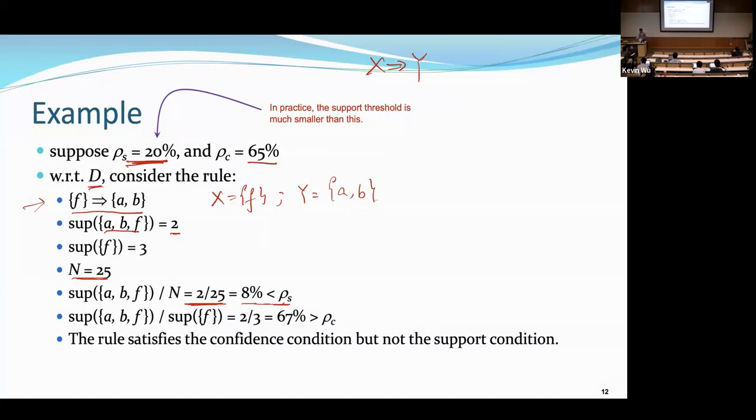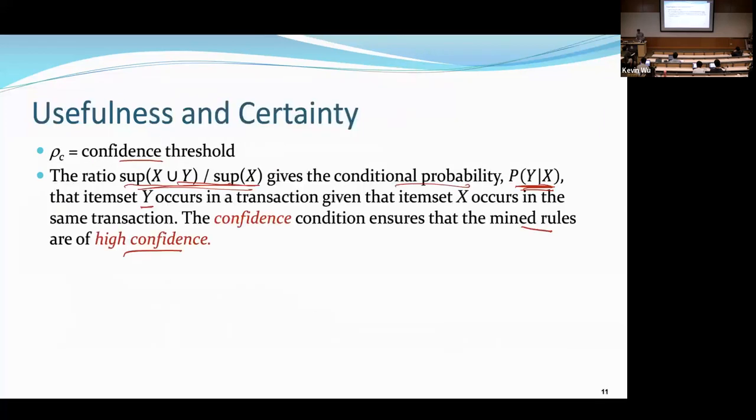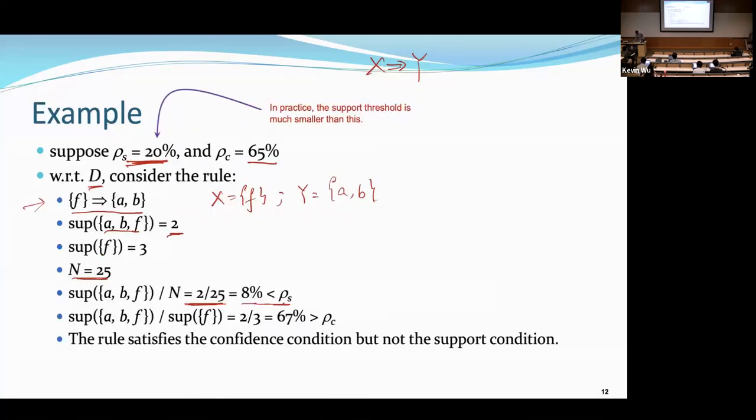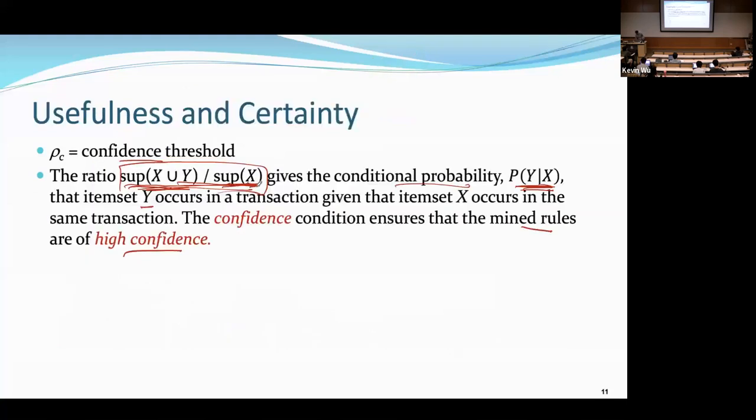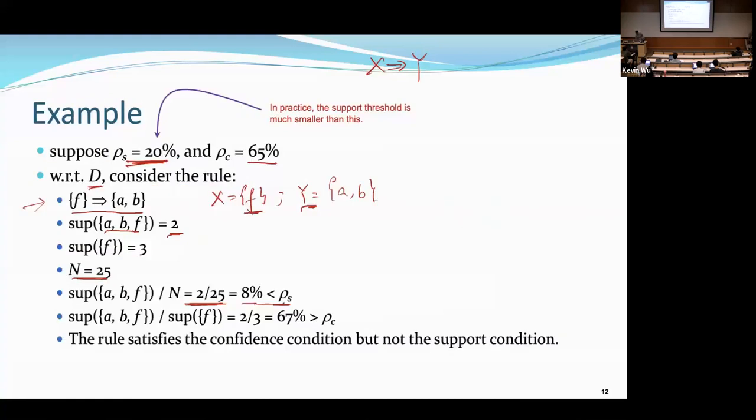Now, what about the confidence requirement? For the confidence requirement, we need to calculate this ratio. So we need two counts. One is the support count of X union Y, and the other is the support count of X. The support count of X union Y is already done. The support count of X, which is the support count of F here, if you go through the data set, you'll find it to be 3 because there are 3 transactions containing the item set F. So in terms of the confidence requirement, we compute this ratio. That is 2/3, which is 67%. This exceeds the confidence requirement, and therefore this is good.